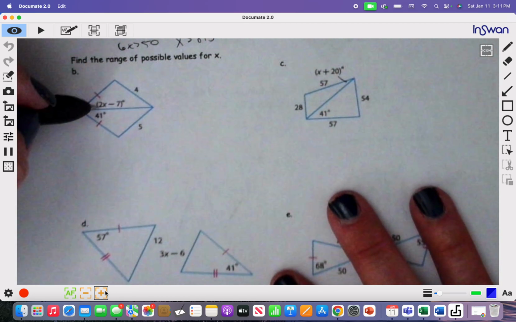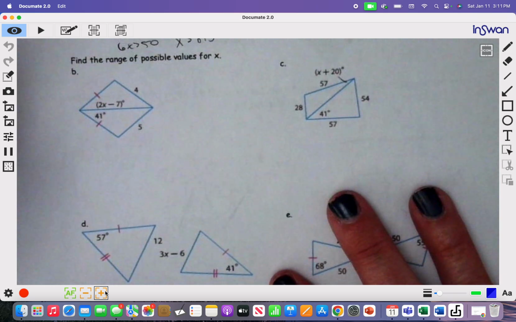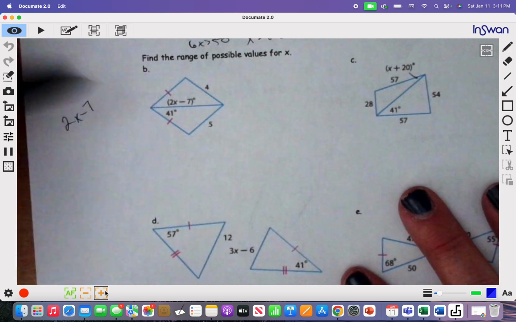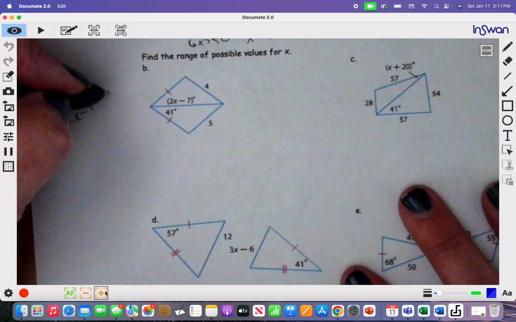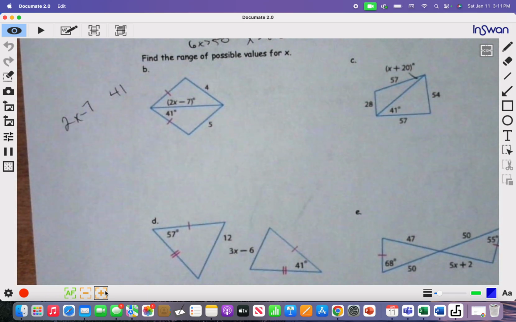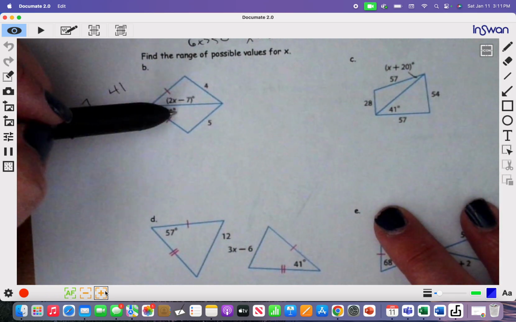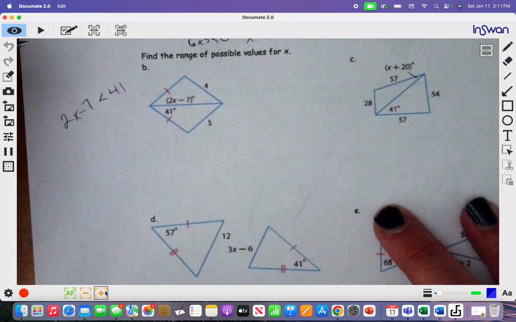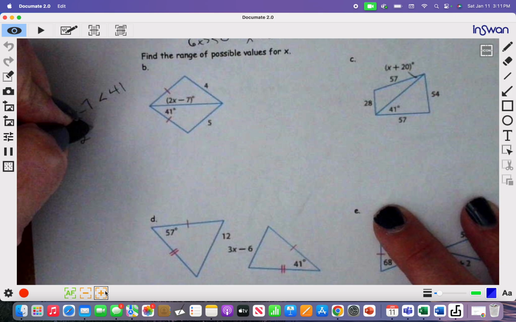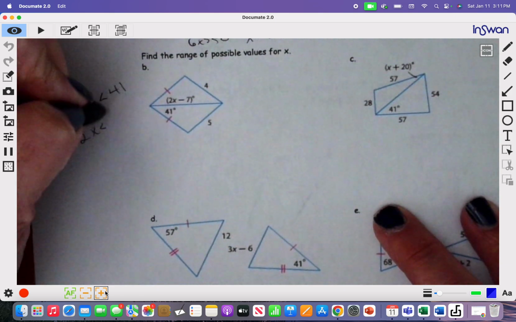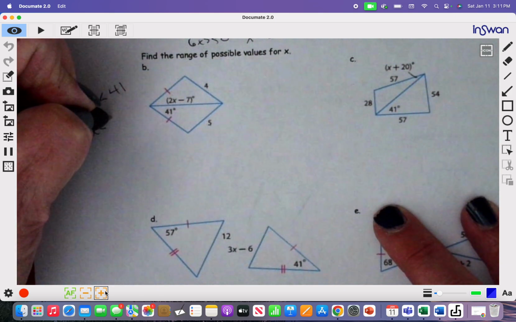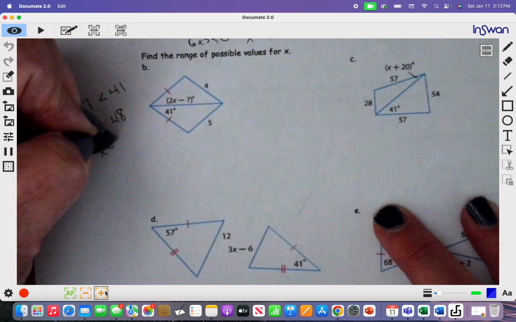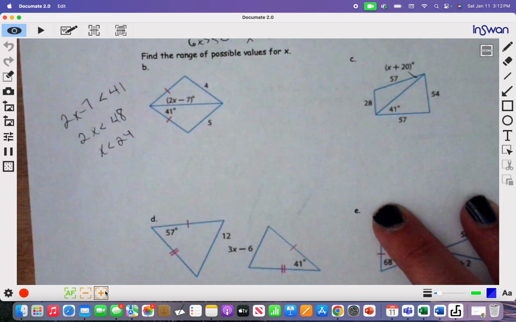So for B, here I have 2x minus 7, so I'm going to start with that because that's where my variable is, 2x minus 7, and it's an angle. The only other angle that they give me is the 41. So since this is across from 4 and this is across from 5, the 2x minus 7 is less than the 41. So when I solve that, I get 48. So divide by 2 and we get 24. So x is less than 24.